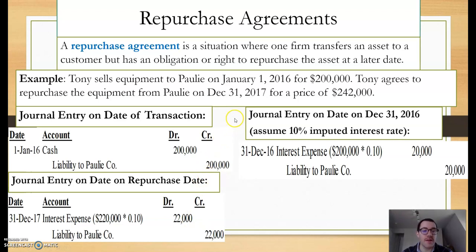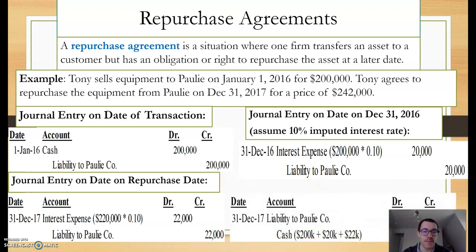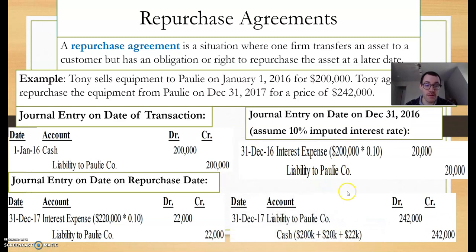If you lend this equipment to him for 2 years, this is really the interest on it. And of course, we now have to pay Poly back. So our liability on that day will go down, and we are paying $242,000 of cash. No sales revenue anywhere throughout, even though both companies said they were making a sale. The FASB says no.